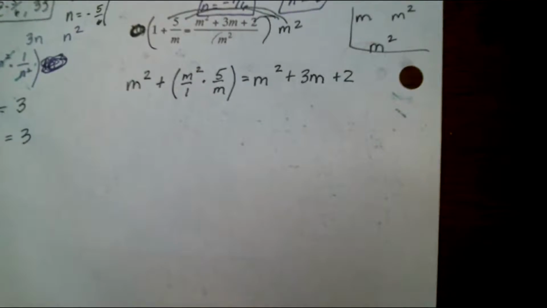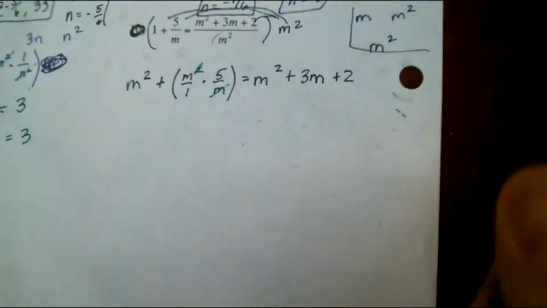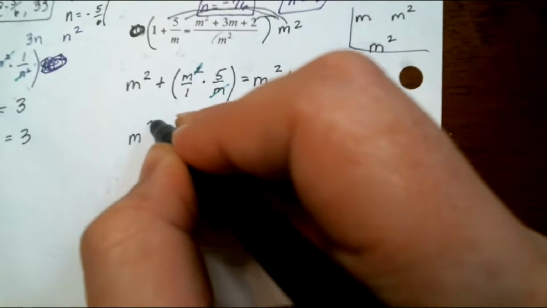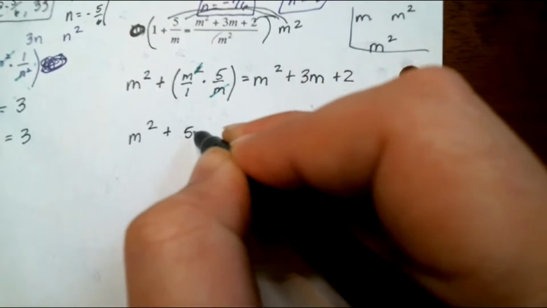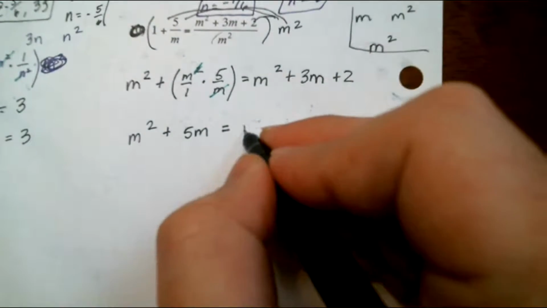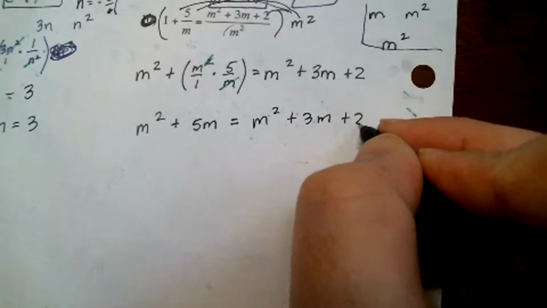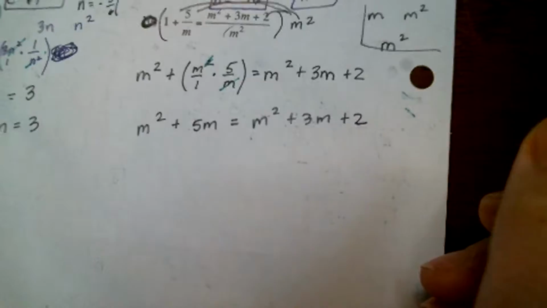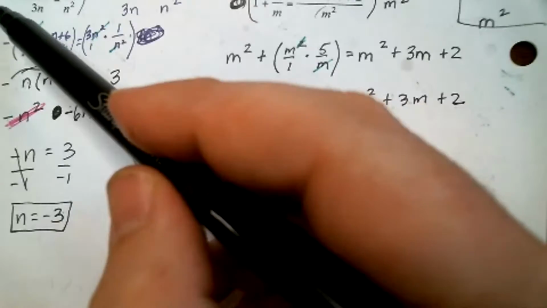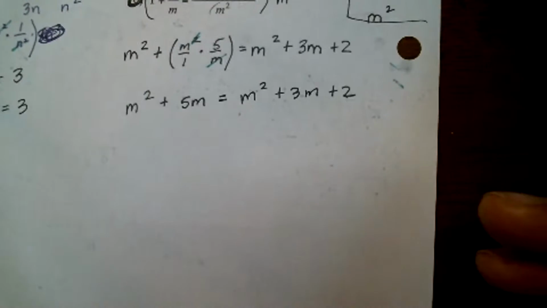Let's clean up this right here. m will cancel with one of those m's. And now I have m squared plus 5m equals m squared plus 3m plus 2. I forgot to check that last one for extraneous, but we know that -3 wouldn't make any of those 0. That just hit my mind. Okay.